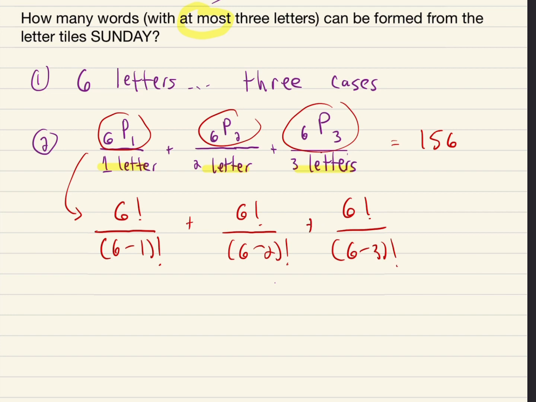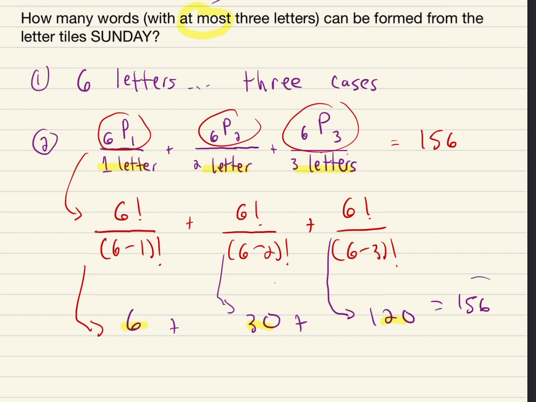And if I were to get these values separately, well, this one over here would be 6. This one over here would be 30. And this one over here amounts to 120. And so if we go 6 plus 30 plus 120, as we already know, that gives us 156.